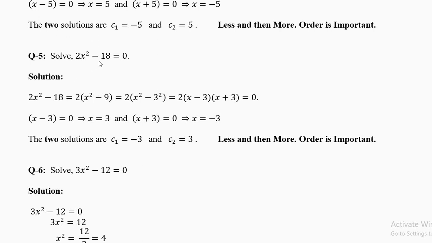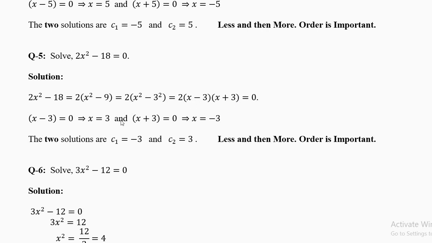Next, solve 2x² − 18 = 0. There are two ways to do it. We'll do it in one method. Take 2 common, you'll get 2(x² − 9). 9 is equal to 3², so you'll get 2(x² − 3²), which is 2(x − 3)(x + 3) = 0.